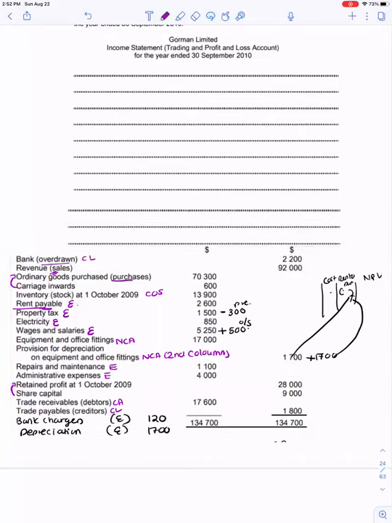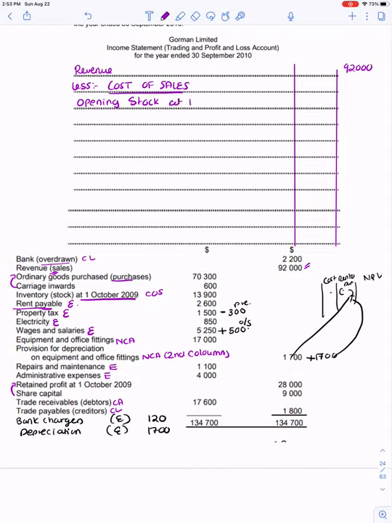As I always do, I just cropped the sum down. We start with revenue. Revenue will go in the outermost column and the cost of sales would come in the outermost column. All the adjustments go in the second column. So I have my revenue as 92,000. This will be adjusted with cost of sales, so I say less cost of sales. Cost of sales starts with opening inventory. The inventory in the trial balance is always the opening inventory, so it is the opening stock at 1st October 2009.